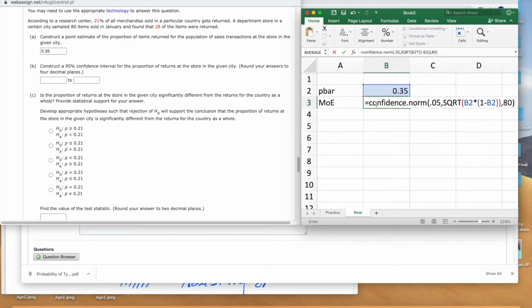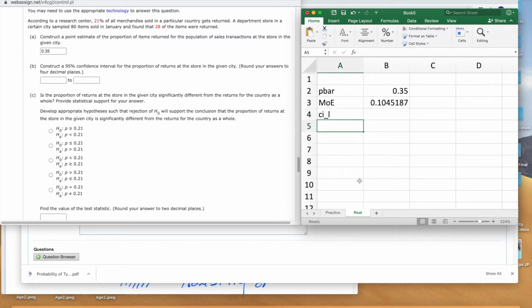So let's double check it. Confidence, that gives me a margin of error. Norm, because it's a proportion problem. 0.05, 5% is the area in the tails outside of the 95%. The standard deviation of a proportion is the square root of the proportion times 1 minus the proportion. So that's the standard deviation. And then 80 is the sample size. So that looks good.